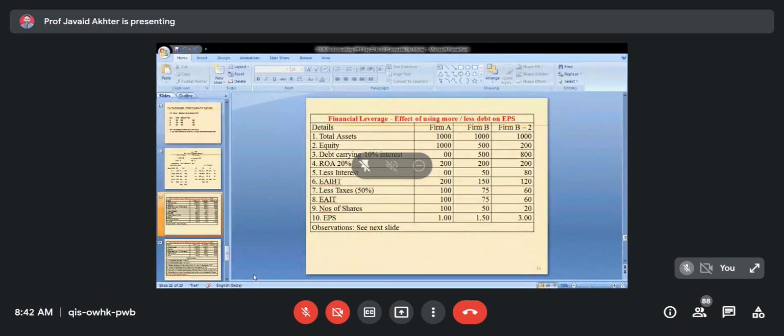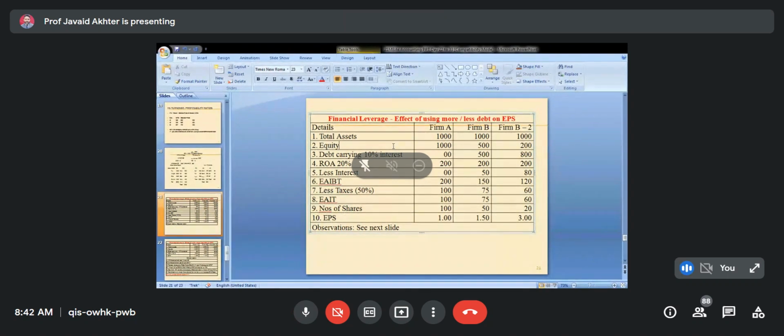Okay, good. There are two firms, A, B. Firm B, there are two scenarios. First scenario is firm B, another scenario is firm B2. So first let us talk about only two firms, A and B. Assume that their total assets are 1,000 each. Look at serial number 1. Total assets are 1,000 each. Equity is?